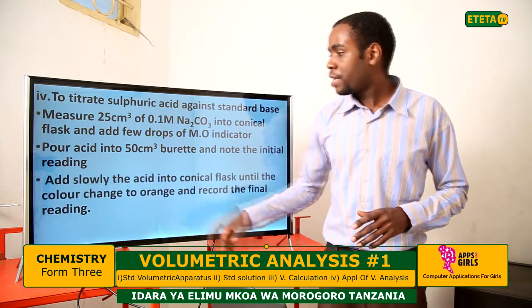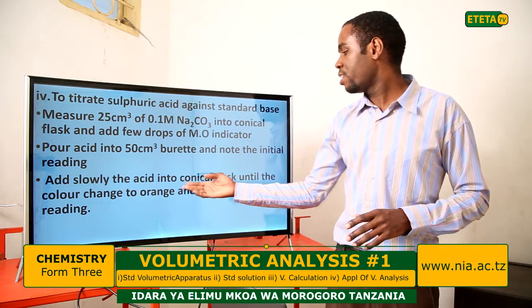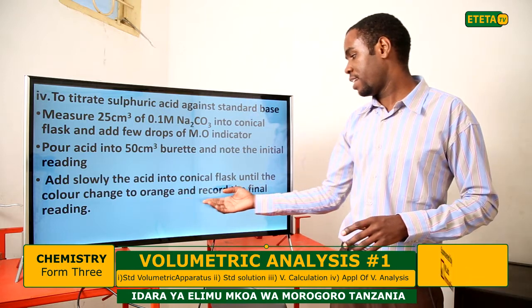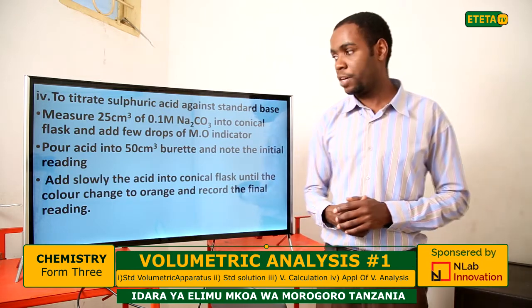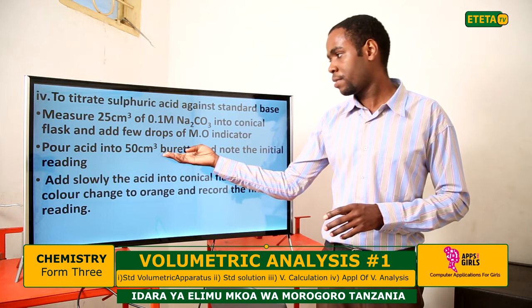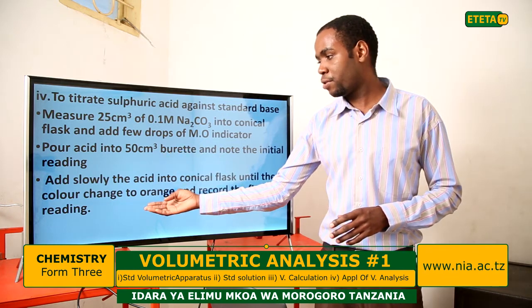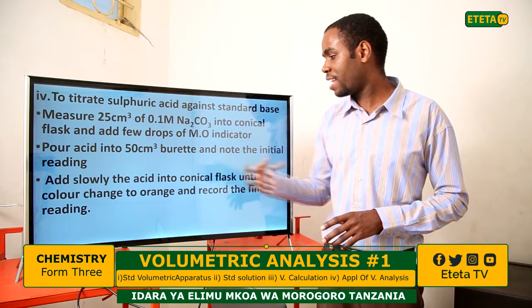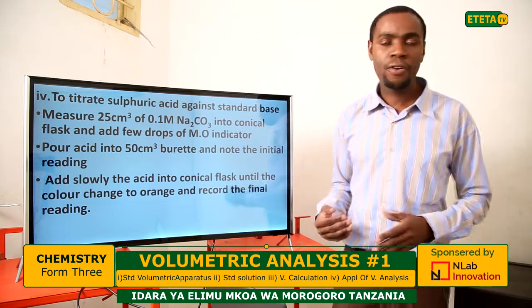Then what follows? Add the acid slowly into the conical flask until the color changes to orange and record the final volume. Remember, here you have the initial reading, then you need to have the final reading. During the titration, once the color changes, you obtain the final reading.